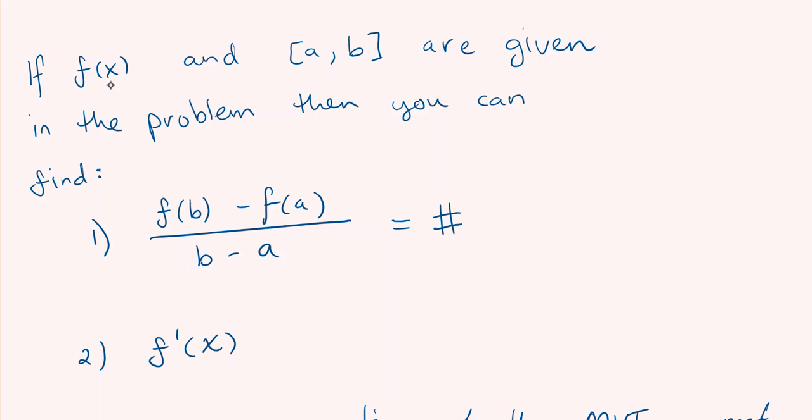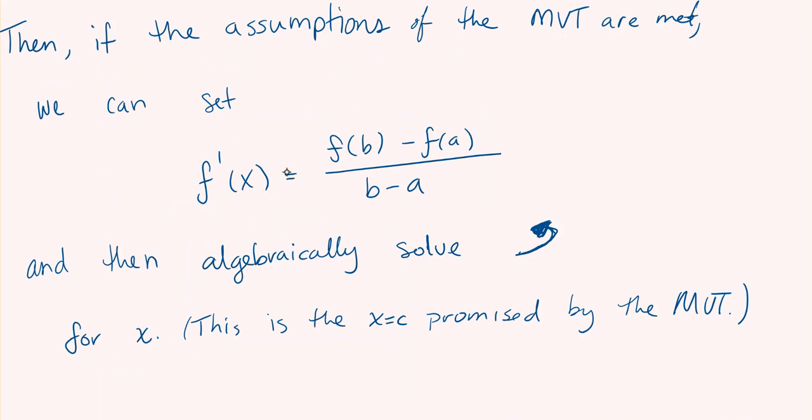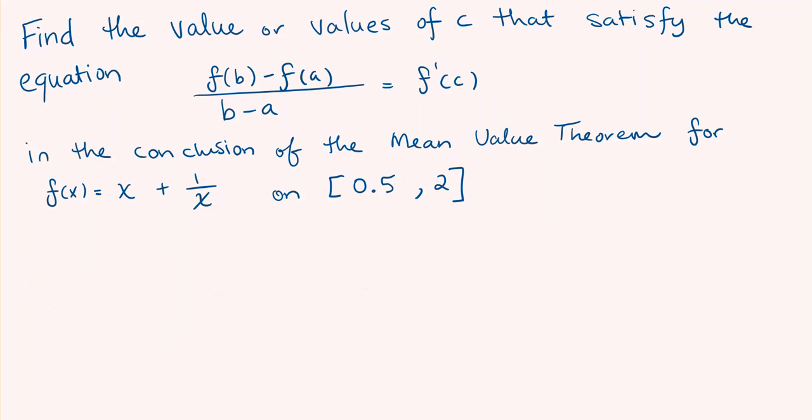Then finally, since in these problems we have to check that the conditions of the mean value theorem are met: is f continuous on this closed interval? Is it differentiable on the open interval? If so, once we know the general derivative, we set the derivative equal to the value we found, which is the slope between the endpoints, and then we algebraically solve for x. This x that we find is the c that was promised by the MVT. Let's see this in one example. In this problem, we're asked to find the value or values of c that satisfy the equation, which is part of the conclusion of the mean value theorem.